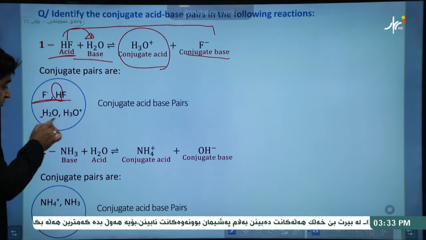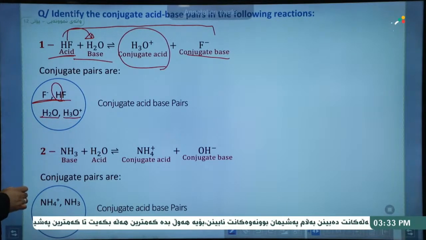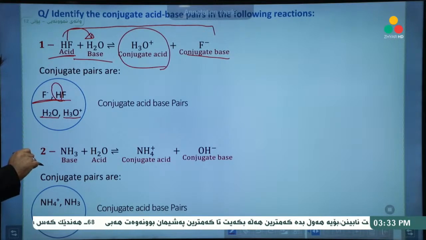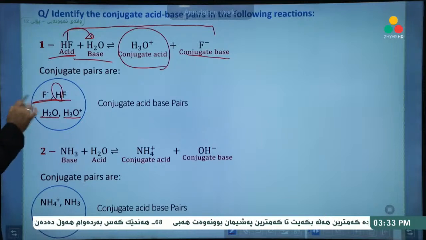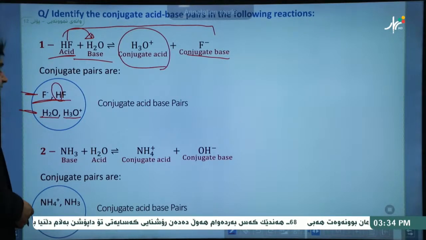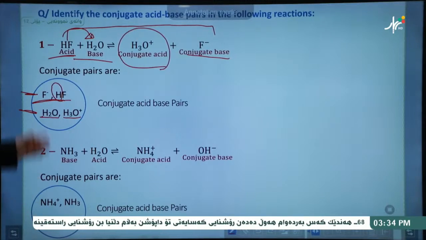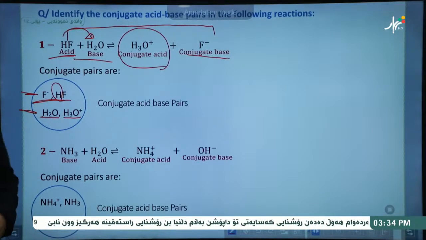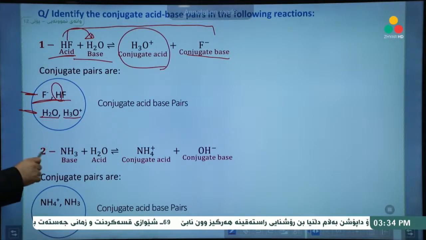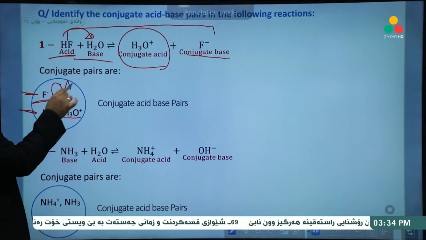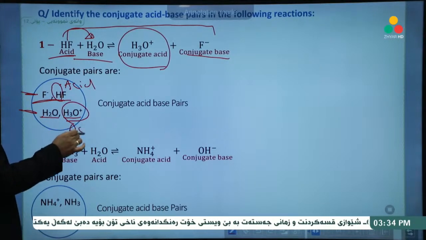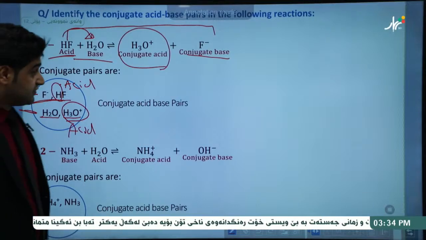Again, we have H2O and H3O. They are different from each other by one hydrogen, so it's a conjugate acid-base pair. We have two conjugate acid-base pairs in this reaction. Okay? Do you remember how we can recognize the acids from the pairs? The acid always has one hydrogen atom more than the base. Look, it has one hydrogen atom more, so it's the acid. You see, it's very easy.